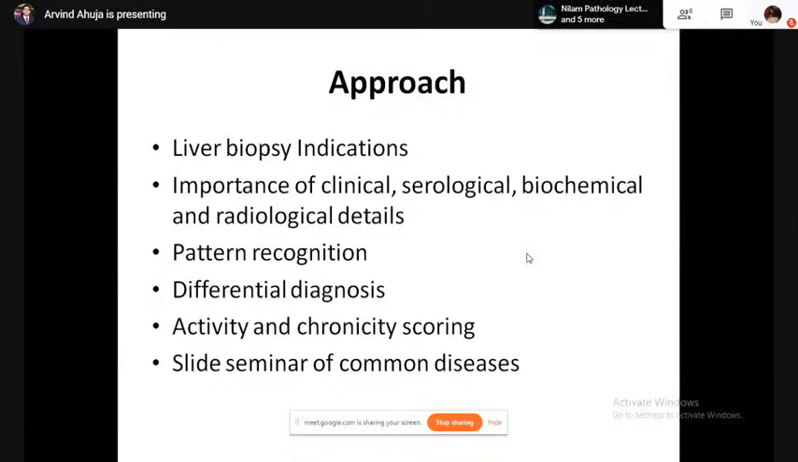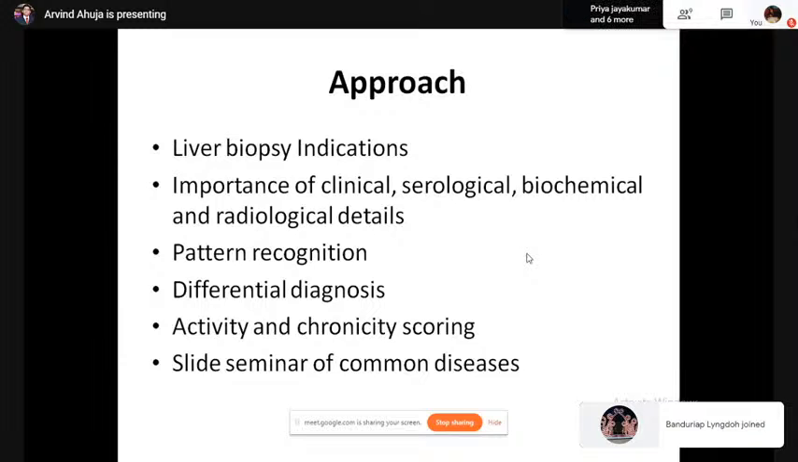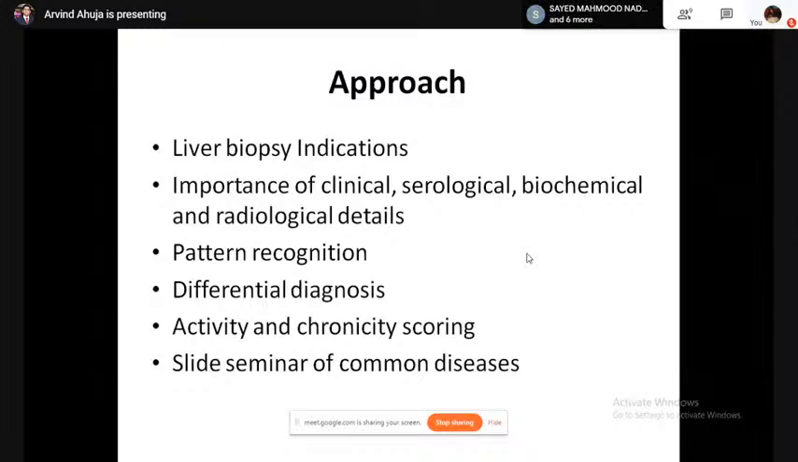Basically, whenever we get a liver biopsy, we should know what the indications of the liver biopsy are, especially when we are dealing with infectious causes. You should know why clinicians are sending you the liver biopsy. They want to know the staging as well as the activity of the disease. We want to know if there is any pyrexia of unknown origin, or there are enzymes which are elevated which cannot be explained. So there are various causes in which liver biopsy is indicated.